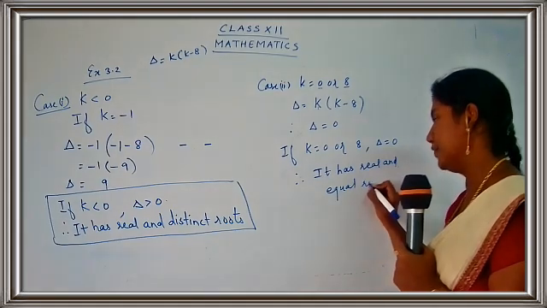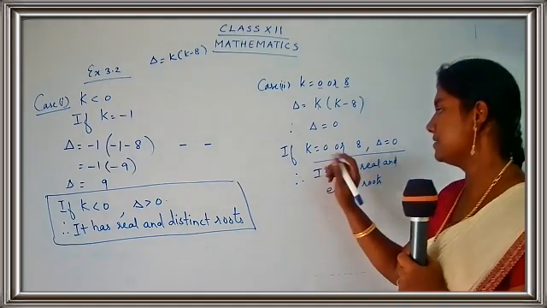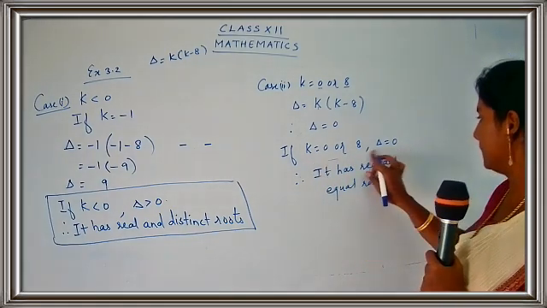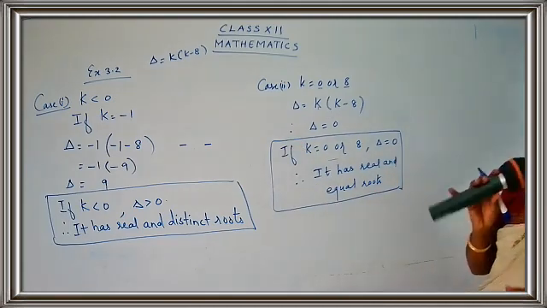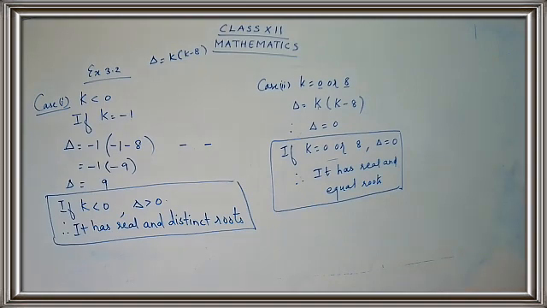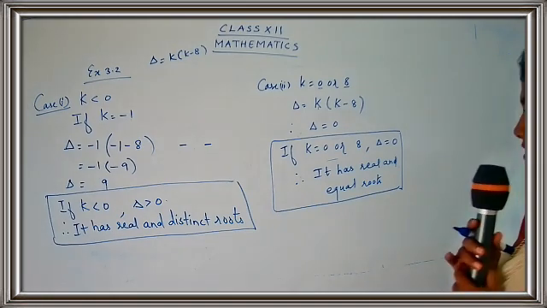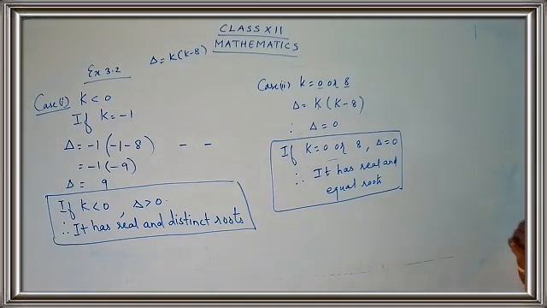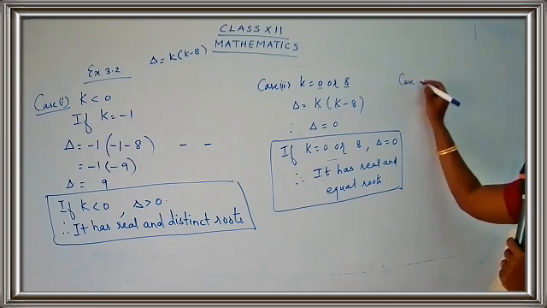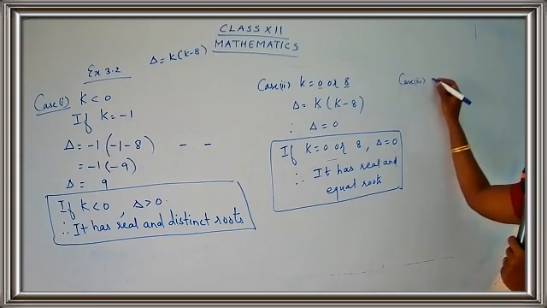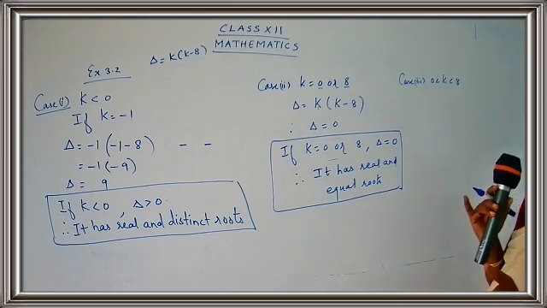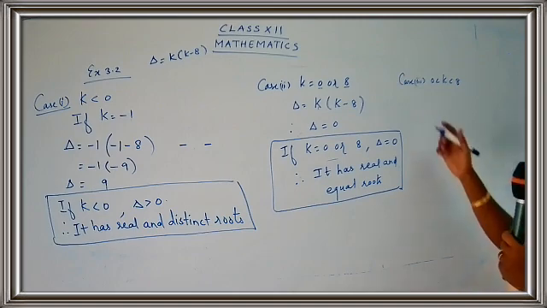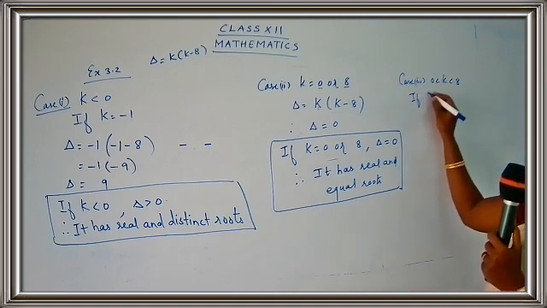You have to highlight your answers, children. So if k is equal to 0 or 8, delta is equal to 0, which means the roots are real and equal. Okay, let's come to case 3. What is case 3? K lies between 0 and 8. Again, your choice. You can just choose any numbers between 0 and 8. Again, I'm going to choose a smaller number, children. I'll consider k as 1.